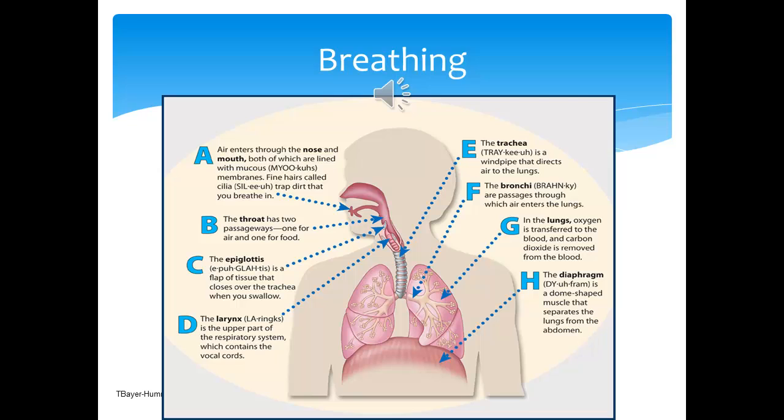How does it occur? First, the air enters through the nose and the mouth, both of which are lined with mucous membranes. Fine hairs called cilia trap dirt that you breathe in. Secondly, the throat has two passages, one for air and one for food. The epiglottis, which is a flap of tissue that closes over the trachea when you swallow, is very important. When that is not functioning, patients are at risk for aspiration pneumonia.